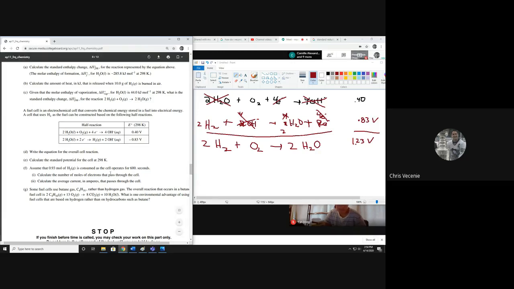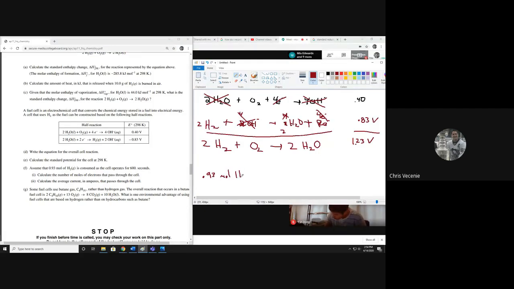So what we know is we want the moles of electrons that pass through the cell, and what they gave us were the moles of H2. So we've got 0.93 moles of H2. And we want that to be what?